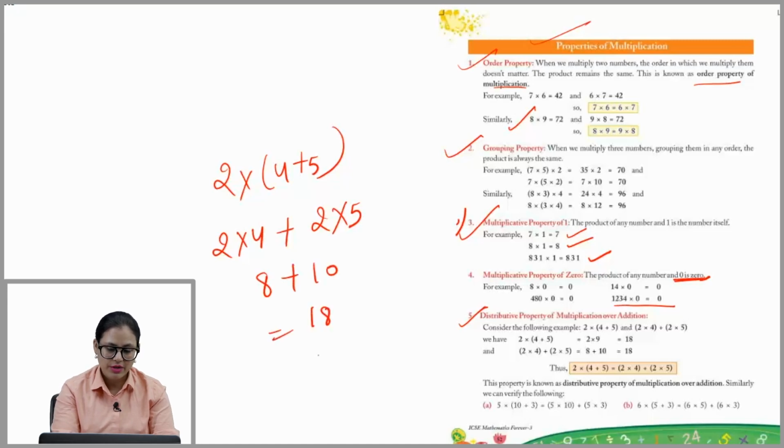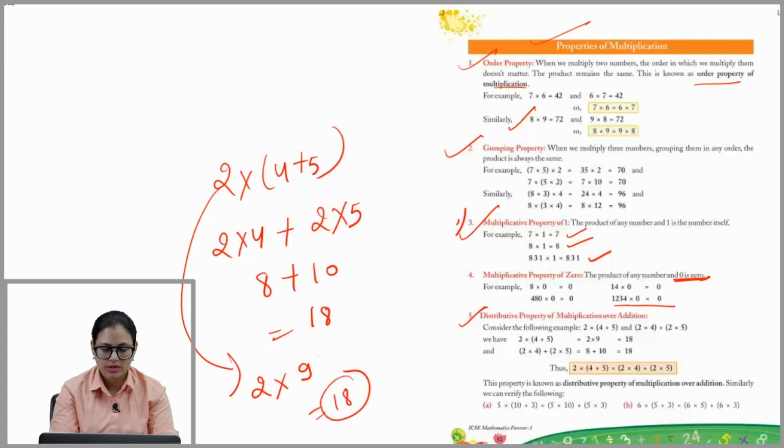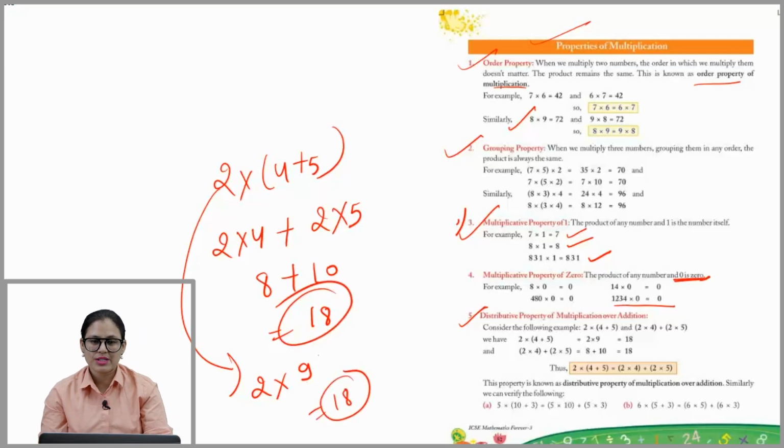And if we multiply it as it is, 2 into (4 plus 5), 4 plus 5 is 9. Now 2 into 9 is 18. Okay, the product is the same. So this property is known as distributive property of multiplication over addition. Similarly, we can verify these also.